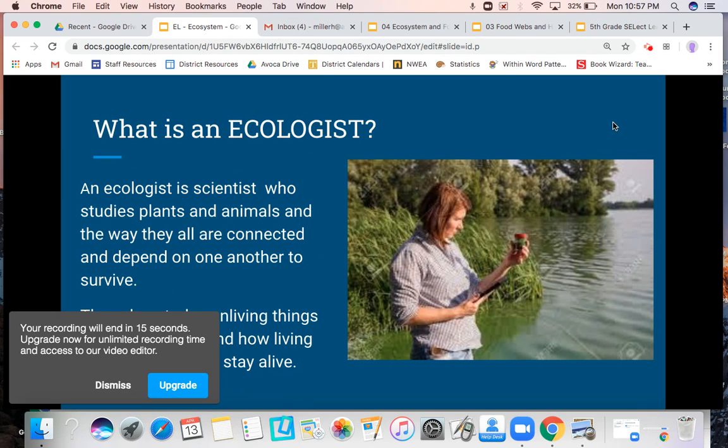Last but not least, let's ask ourselves, what is an ecologist? An ecologist is a scientist who studies plants and animals and the way that they are all connected and depend on one another to survive. This week, you will be an ecologist.